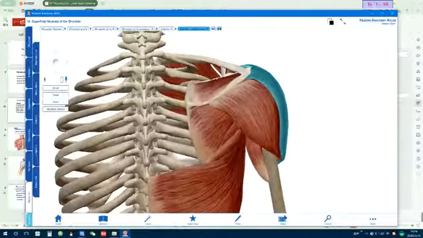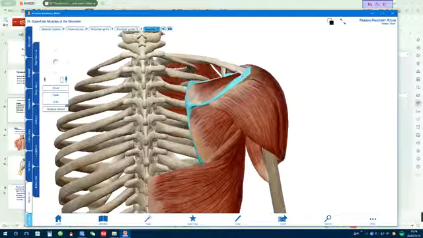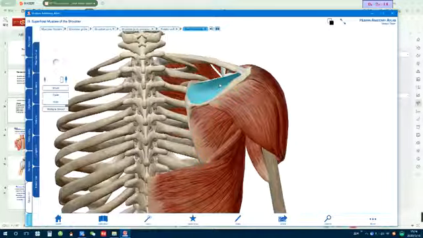Now let's see the back of the shoulder. Here is the spine of the scapula, and there is a fossa superior to the spine. This fossa is the supraspinatus fossa, and in this fossa there is a muscle. This one is supraspinatus. And under the spine, there is the infraspinatus fossa. Another muscle covering it is infraspinatus.